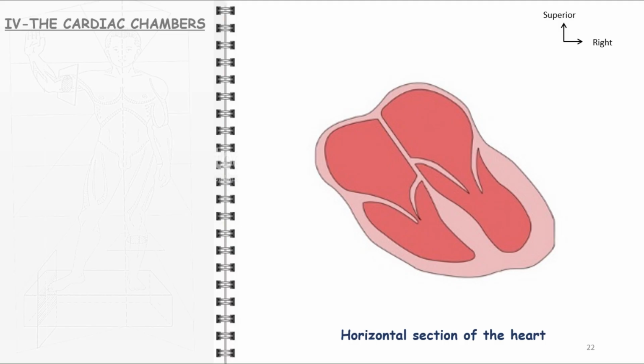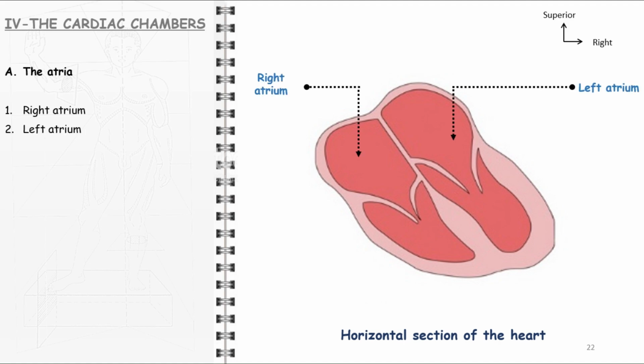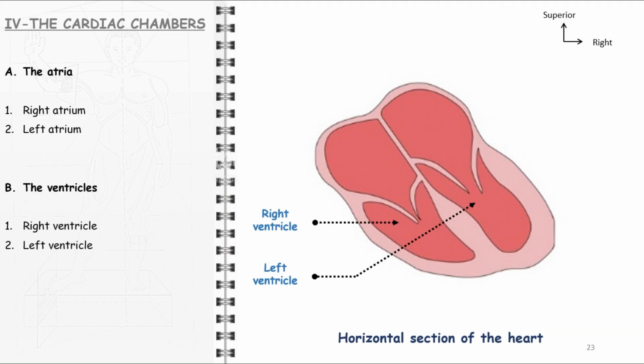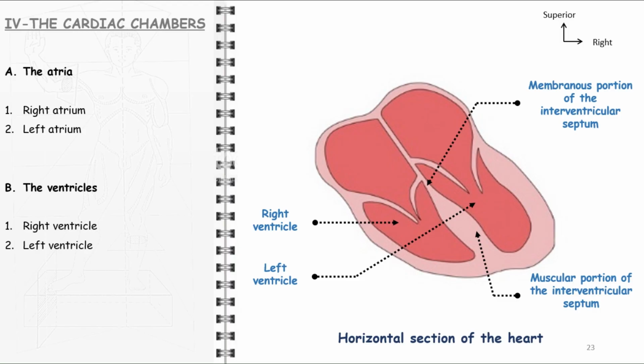2 upper chambers called the atria, right and left, separated by the interatrial septum. And 2 lower chambers called the ventricles, also right and left, separated by both the membranous and muscular portions of the interventricular septum. The right atrium receives deoxygenated blood from the body and passes it to the right ventricle, which pumps it to the lungs. Oxygen-rich blood returns to the left atrium, then moves into the left ventricle, the strongest chamber, which sends it out to the entire body. This coordinated flow ensures efficient circulation.